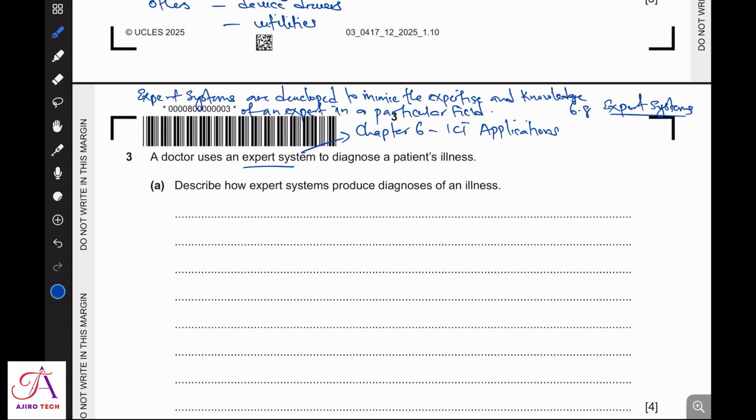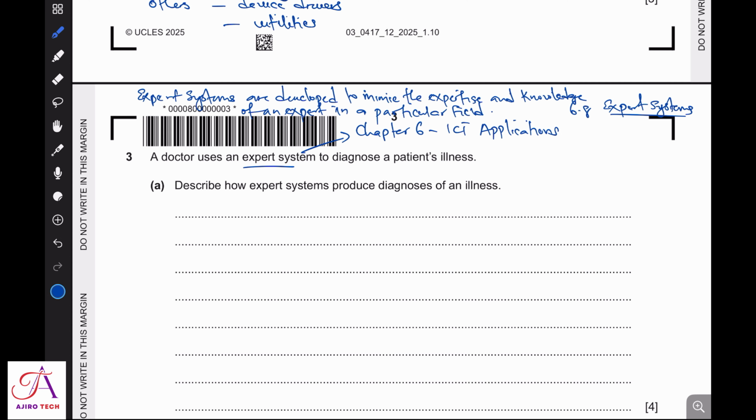And of course, we have two types of diagnosis. We have medical diagnosis and we have diagnostics. Diagnosis is for medical. Diagnostics could be finding a fault in the car engine, finding a fault probably in the circuit board, finding fault literally. All right. So let's see how we can answer this.